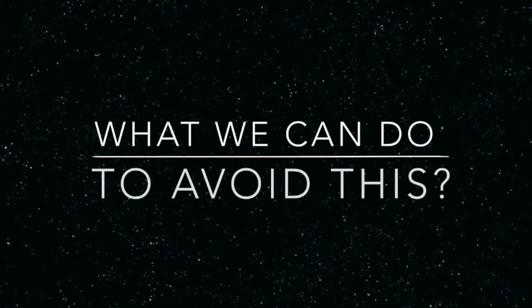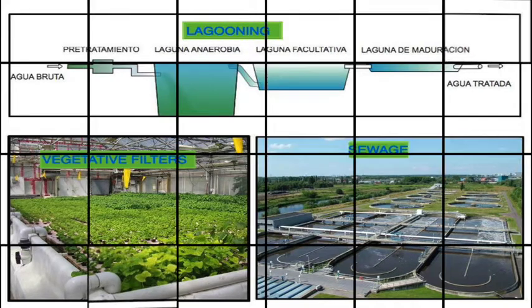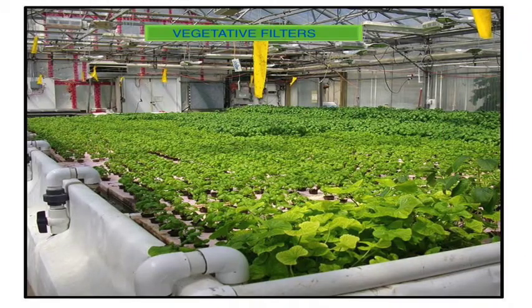For this kind of water, we can employ a lot of treatments, such as sewage treatment plants, lagooning, or vegetative filters, among others. One of the environmentally friendly, low-cost methods to use is the vegetative filter. Vegetative filters consist of a natural system in which sewage water is applied to the soil, made up of several plant species that take advantage of the contaminated water's nutrients.